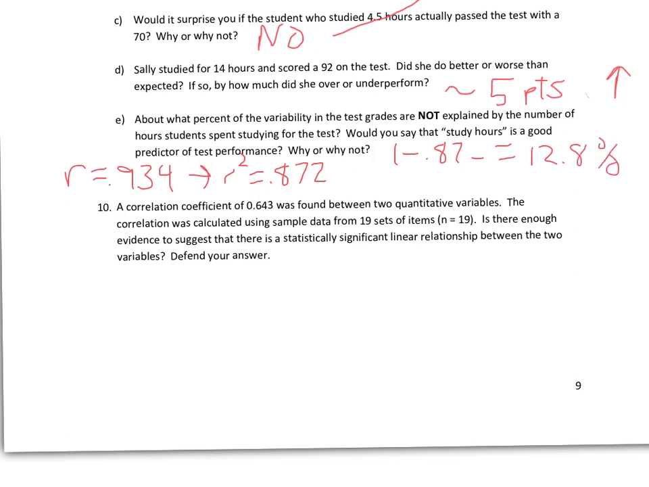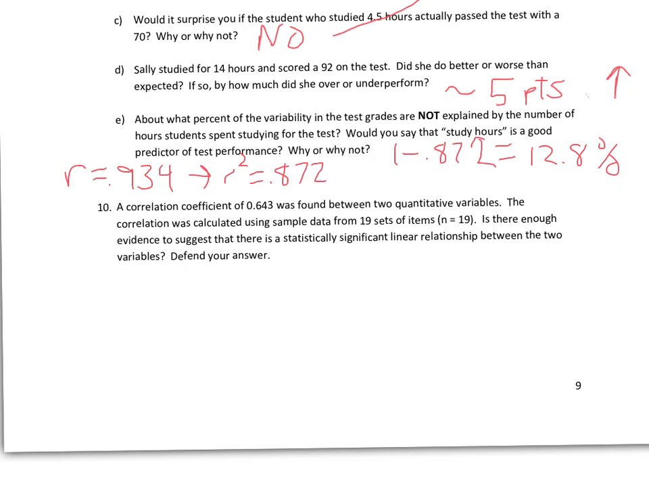So about 13% of the variability in Y is unexplained by X. Now this is a very interesting point, because the next question is, do you think it's a decent predictor? And the answer to that is yes, for a number of reasons. For one, the correlation is 0.934. I mean, it's almost perfect, really. So that alone would tell you, yeah, I think it is a pretty decent predictor.